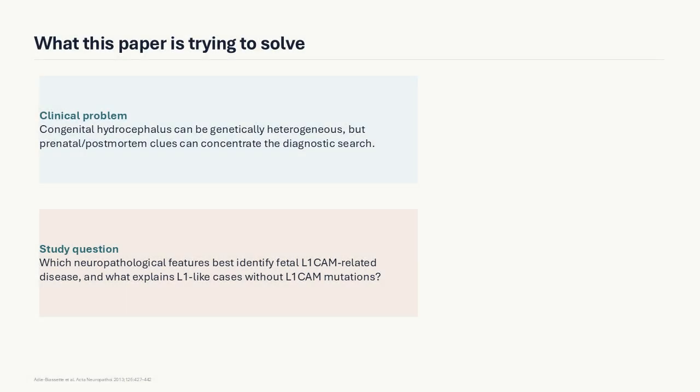The clinical problem is that congenital hydrocephalus is genetically heterogeneous. In a prenatal or postmortem setting, clinicians may see severe ventriculomegaly, but that finding alone does not tell us which gene to test. The authors ask a practical question: which neuropathological features best predict L1 CAM-related disease, and what should we make of cases that look like L1 syndrome but have no L1 CAM mutation?